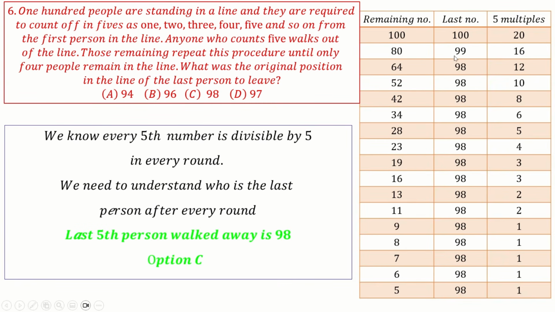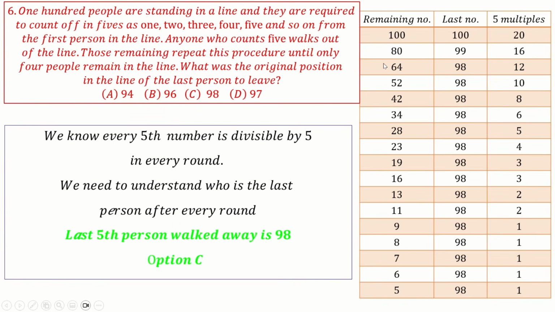So in the second round, the last person will be 99, and I am left with 100 minus 20, which is 80 people. Now I know that 80 is also divisible by 5, which means the last person will leave, correct? So 99 will go off, 98 will remain. And how many people will go off? 80 by 5, which is 16. So 16 people will go off, and I am left with 80 minus 16, which is 64.